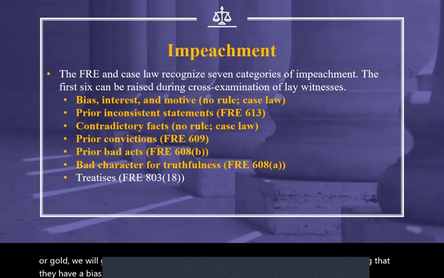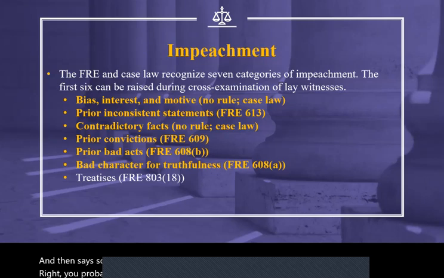Now, this does not have a correlation to the federal rules of evidence. Instead, it is found in case law. You also show that the person on the stand, the lay witness, has made prior inconsistent statements. Now, this is found in Federal Rules of Evidence 613. Right, so this occurs when a witness says one thing at one point, maybe to police officers, and then says something completely different on the stand, right? You probably want to point that out for the jury.